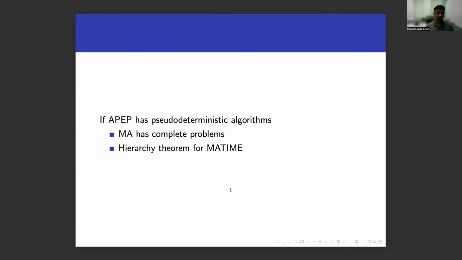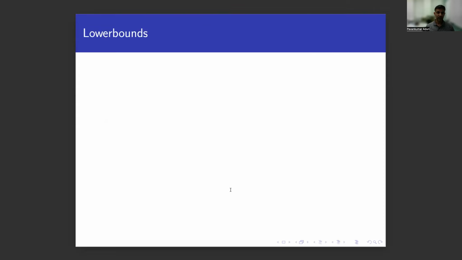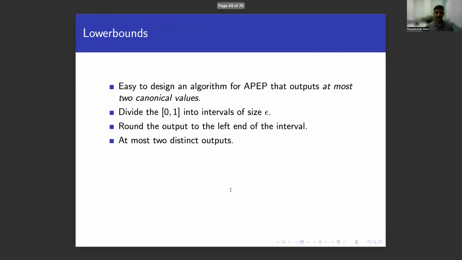Okay. And using this equivalence, we get other consequences, such as if APEP has a pseudo-deterministic algorithm, we can construct complete problems for MA, and we can obtain a hierarchy theorem for MA time also. Okay, so that's the first part of the talk, which talks about the promises. And now we're going to switch gears and talk about the lower bounds.